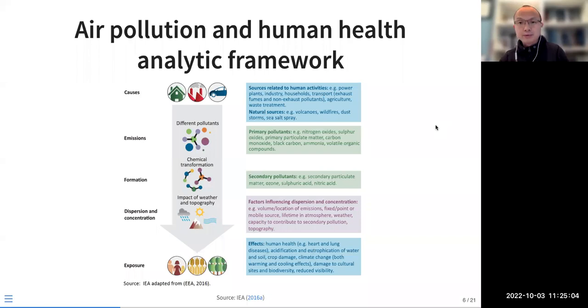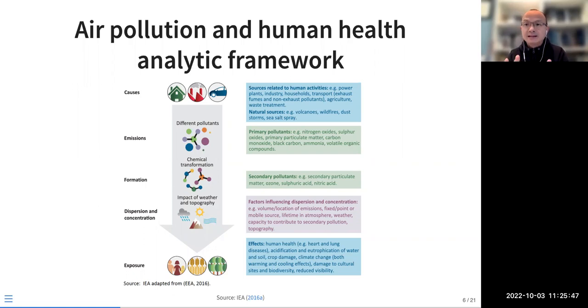This chart is very important. I cannot emphasize enough the logic and the flow of energy, environment, and human health analysis, because it provides a systems analytic framework for how we approach those kinds of problems. First is causes. From the building sector, industry sector, transport sector, right? That's what the previous chart shows.